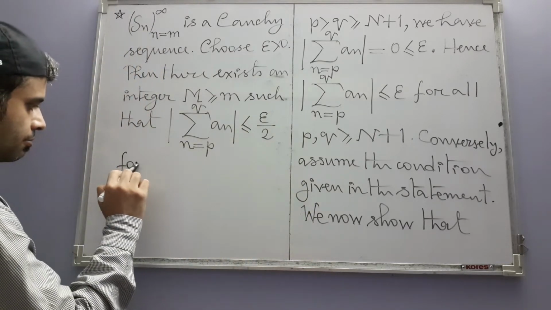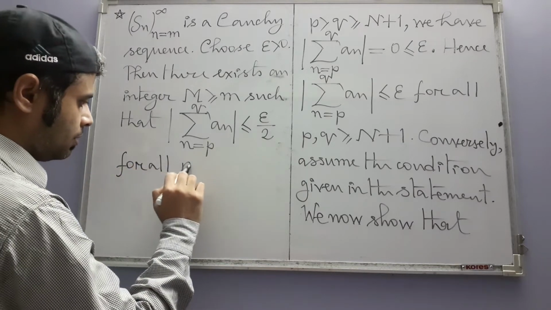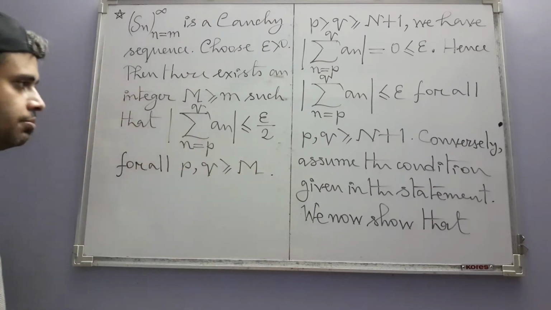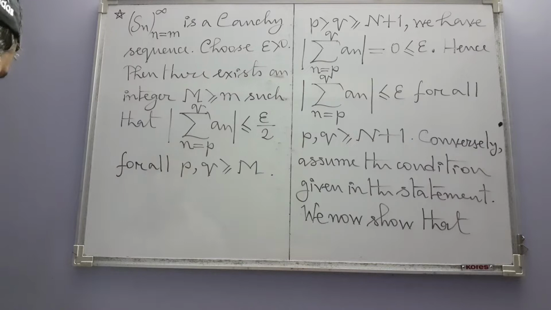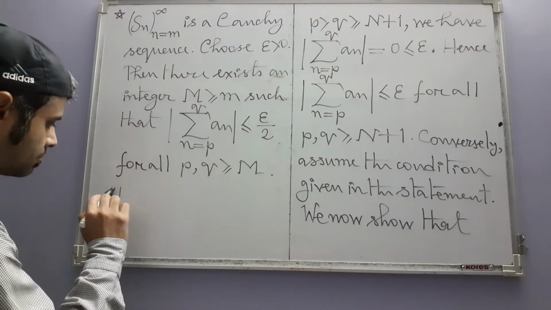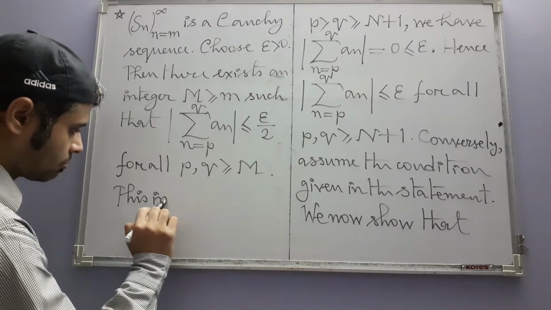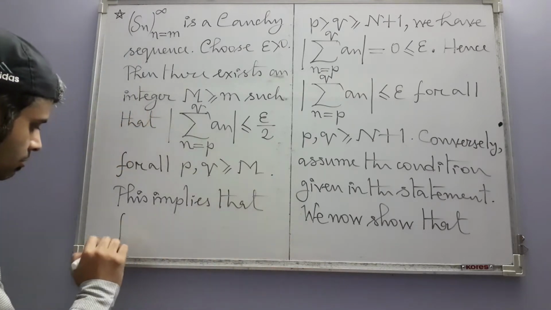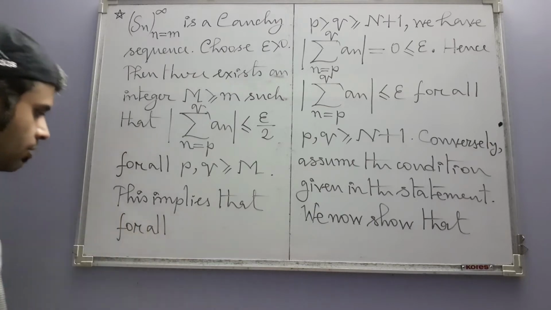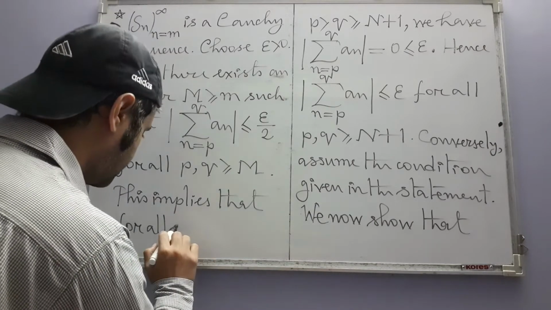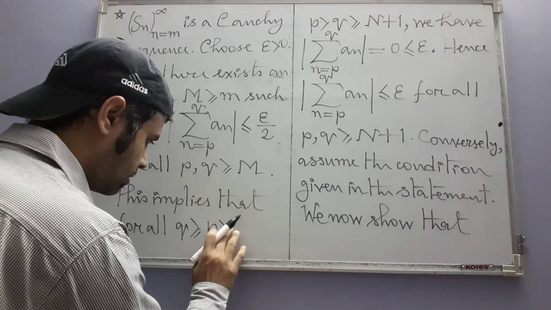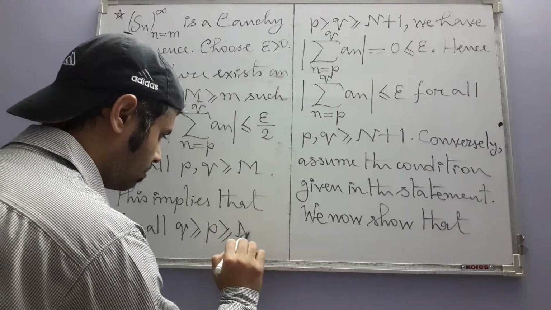for all p and q greater than or equal to m. Okay. Now this implies that for all p and q related like this: Q greater than or equal to P greater than or equal to M plus 1.